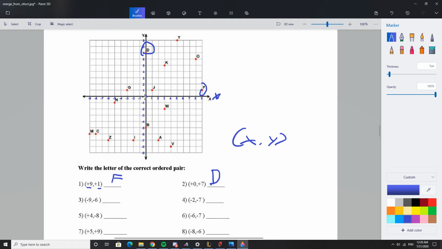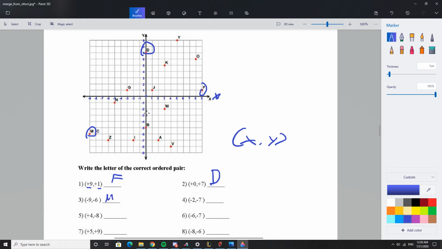Third one, negative 9 and negative 6. For negative 9, you have to be careful here. You have to go left, alright? So you go left 9 times from the x-axis, and from there you want to go down because it is also a negative number. So you go left 9 and you go down 6, and you have M.